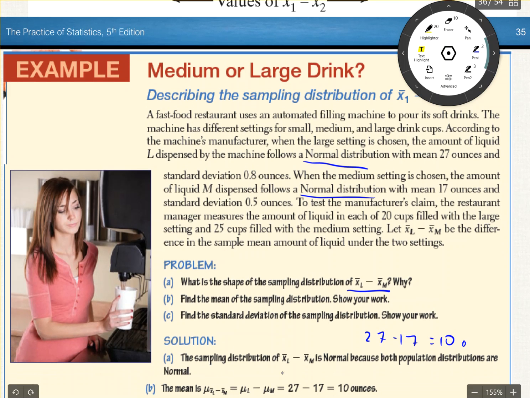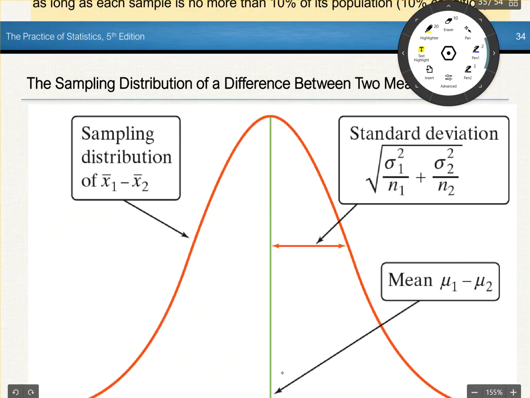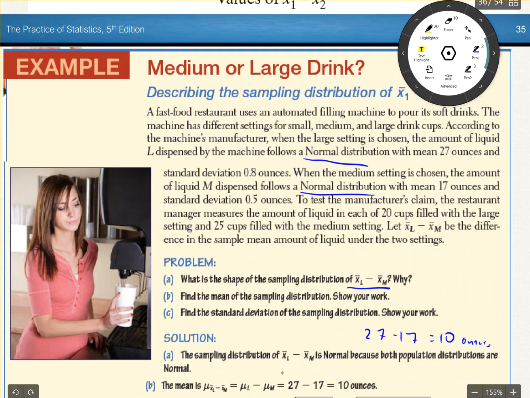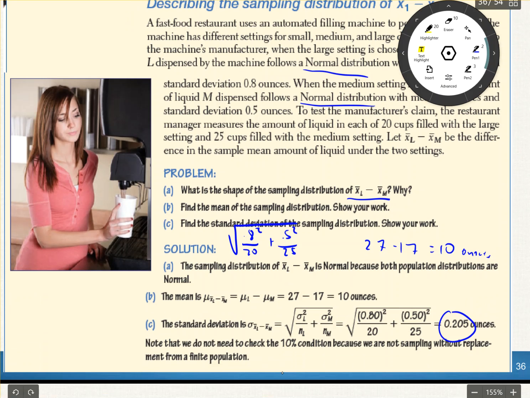And again, I probably should label it ounces. And then find the standard deviation. Again, we're just going to use this formula right here. So for C, we get the square root of 0.8 squared over 20 plus 0.5 squared over 25. And they do the calculation here, and that ends up being 0.205.